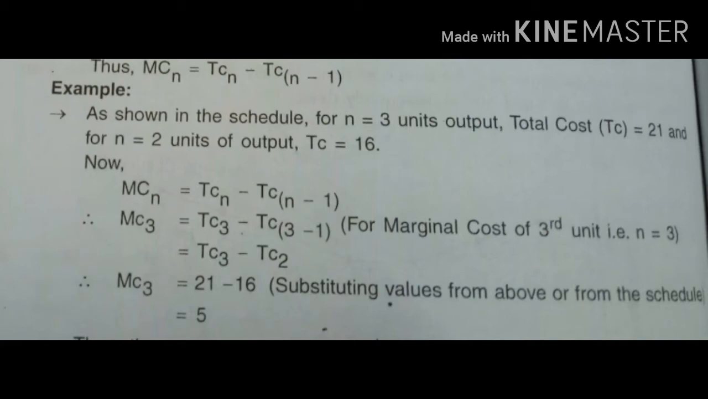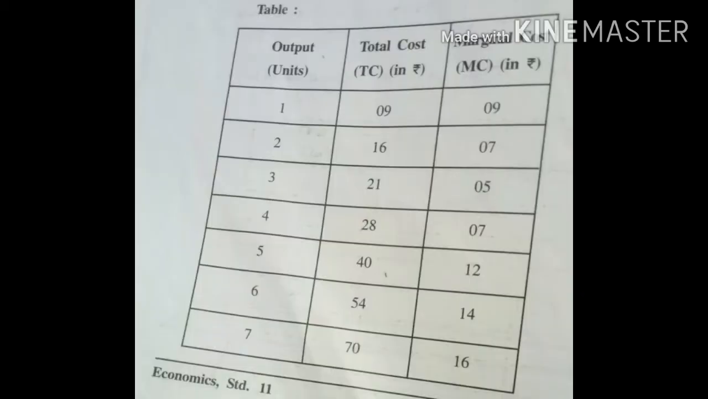So you can see like TC3 minus TC3 minus 1. So you can see where the 3 position is. So there you are getting total cost 21, and 3 minus 1 is 2. So there you are getting 16 as an answer. So 21 minus 16 is equal to 5. I hope now you can calculate and you can get the marginal cost by yourself.